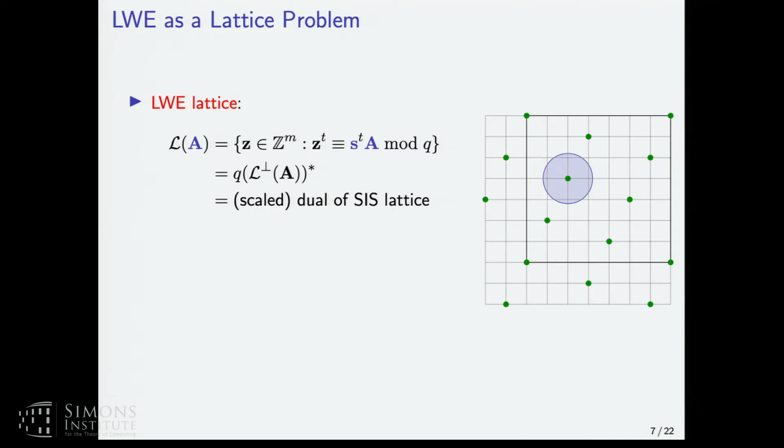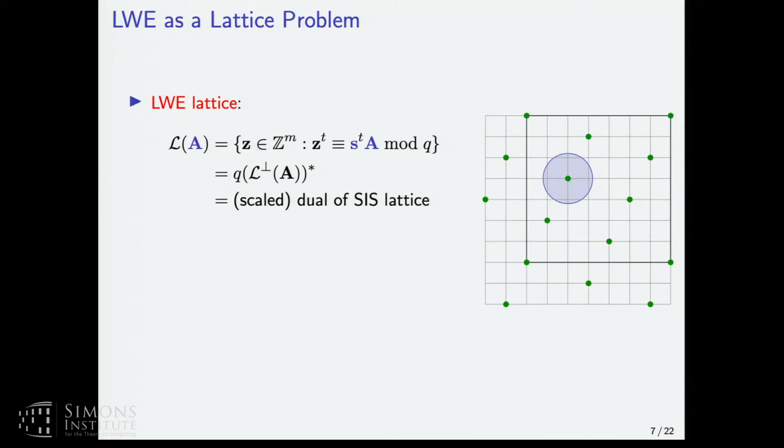It's basically treating A as a generator matrix for the lattice, so for the code. So this is all the integer vectors that are congruent to S times A for some S. And a nice exercise, which you can do in a couple of lines, is to show that this is the dual lattice of the SIS lattice. It's the dual of L perp A up to a scaling by a factor of Q. So the LWE lattice is actually the dual of the SIS lattice, scaled appropriately.